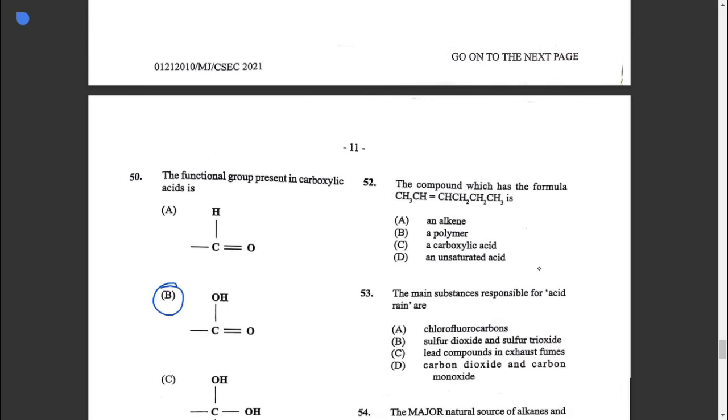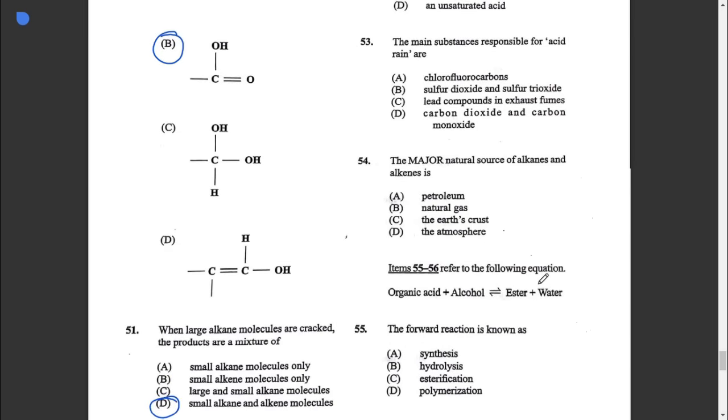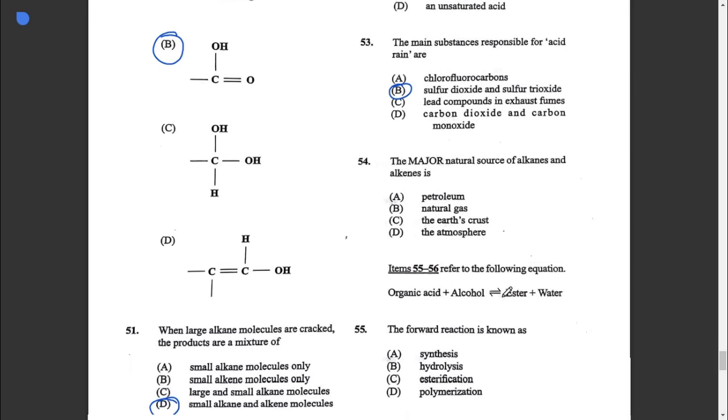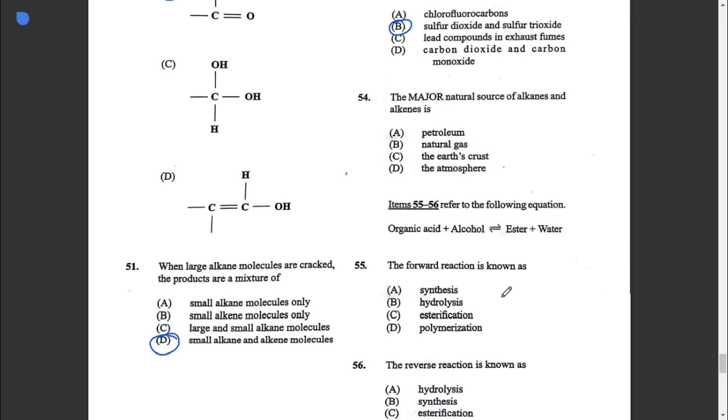52. The compound which has the formula here that is given is an alkene, a polymer, carboxylic acid, or an unsaturated acid. It's A. 53. The main substances responsible for acid rain: sulfur dioxide and sulfur trioxide. 54. The major natural source of alkanes and alkenes is petroleum.